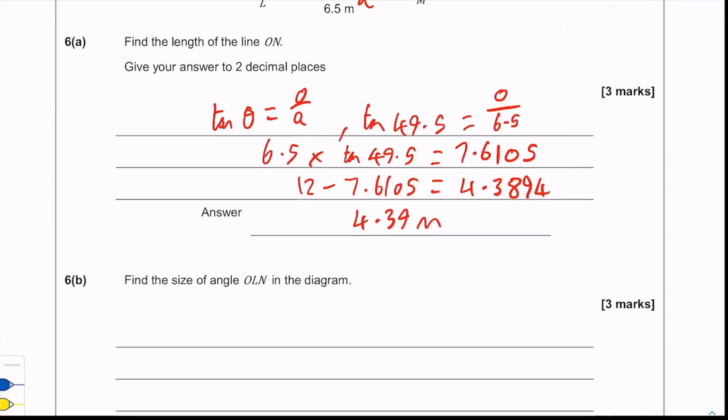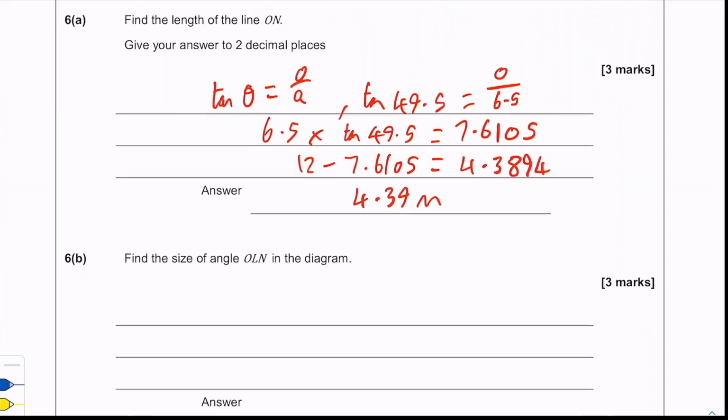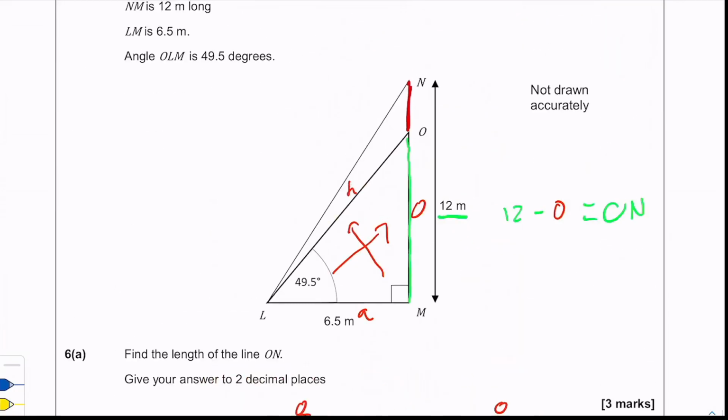Okay, right, let's move on to part B. So part B, we need to find the size of angle OLN in the diagram. Right, where is that? Let's have a look. So OLN, okay, right, so it's this really small angle here. So we'll label this theta. Okay, right. So this is again a bit of a tricky question. So what I'm thinking is, if we can work out this big angle here, so 49.5 plus theta, we can then just take away 49.5 and we'll be fine.